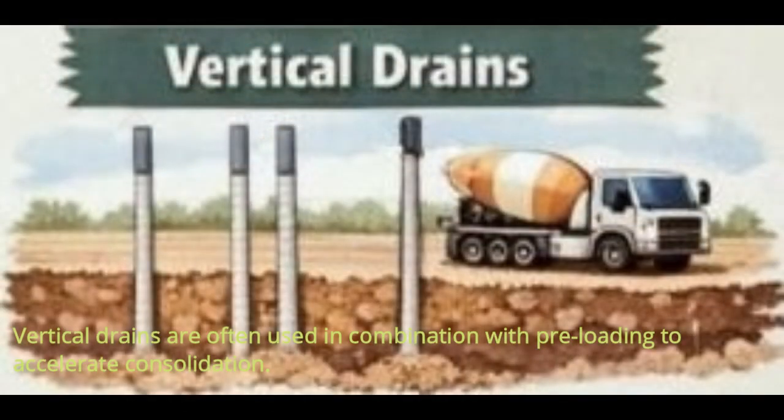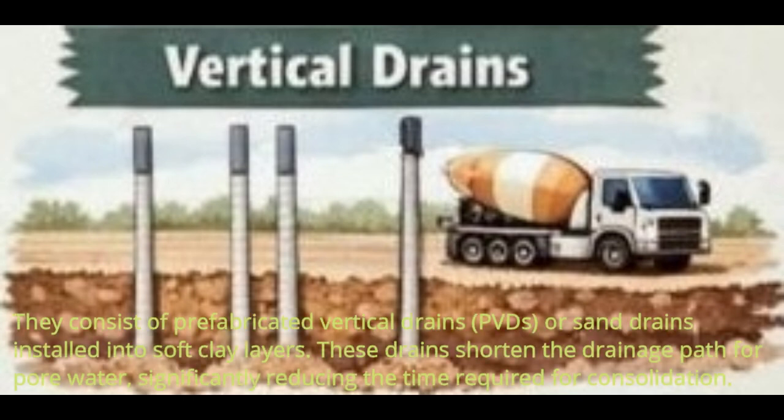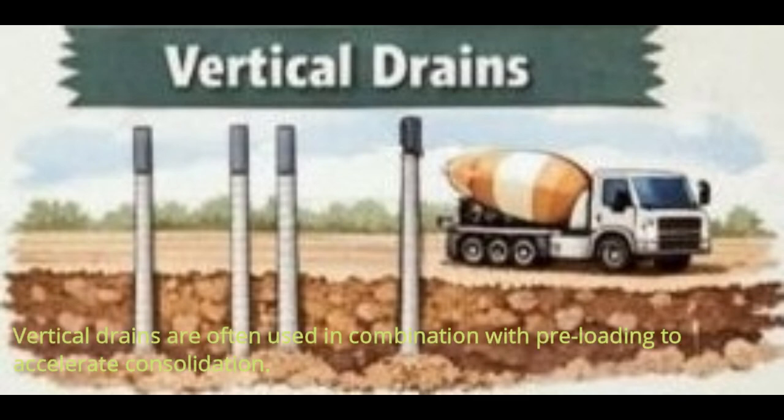Vertical drains are often used in combination with preloading to accelerate consolidation. They consist of prefabricated vertical drains, PVDs, or sand drains installed into soft clay layers. These drains shorten the drainage path for pore water, significantly reducing the time required for consolidation. Vertical drains do not strengthen the soil directly; instead, they enable faster settlement under applied loads. They are particularly effective for large-scale projects such as embankments, roads, and airport platforms constructed over thick soft clay deposits.